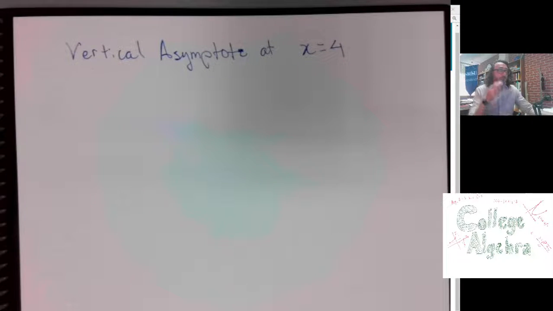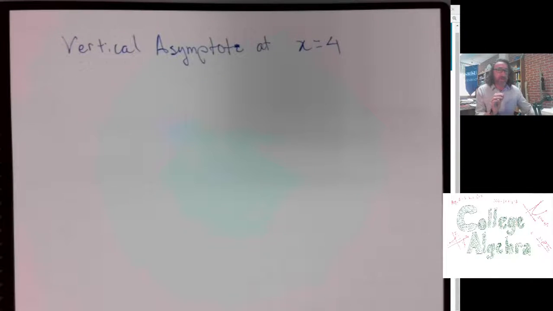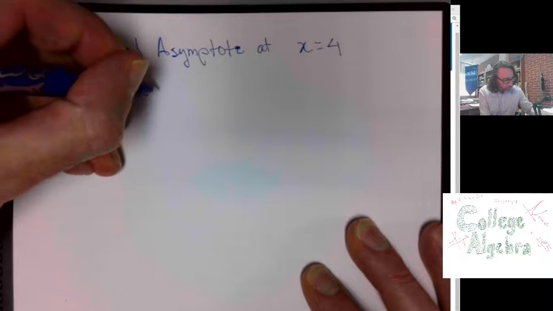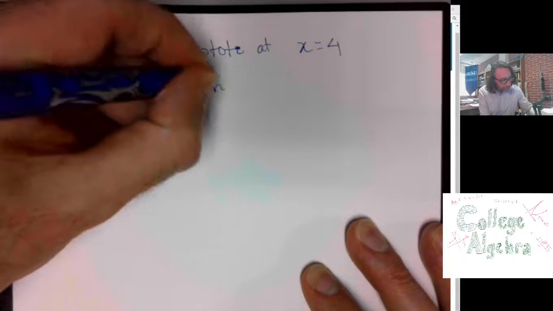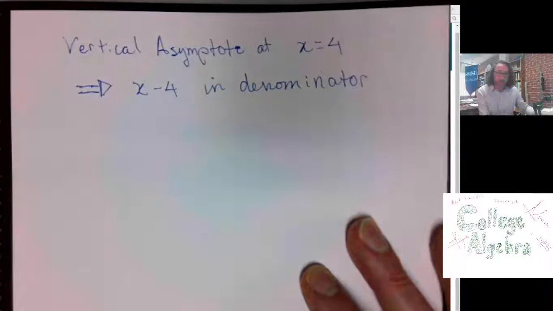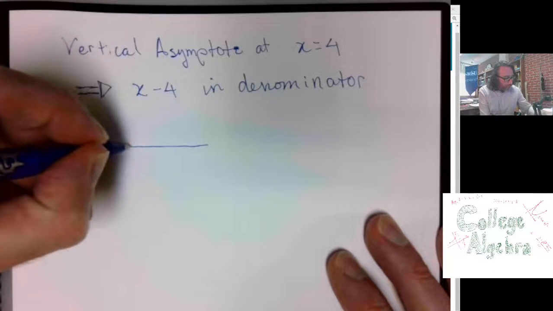Okay. So we want a vertical asymptote at x equals 4. Now we know vertical asymptotes come from x values that make the denominator equal to 0. So if I'm going to have a vertical asymptote at x equals 4, this has to be my denominator. My denominator has to be x minus 4.